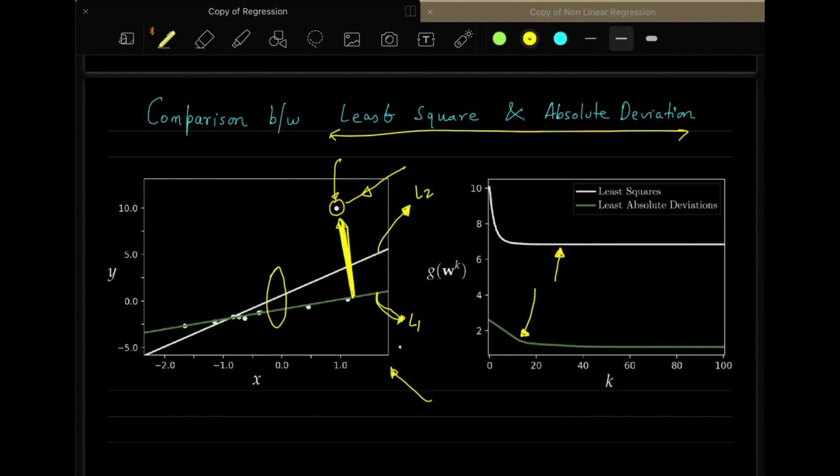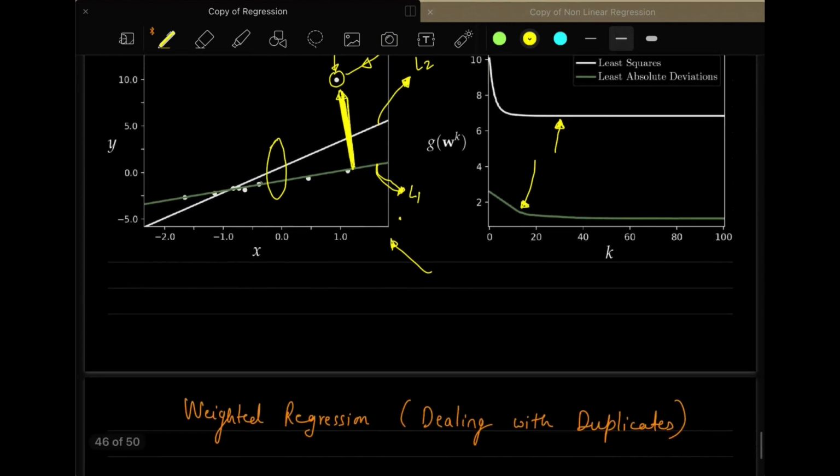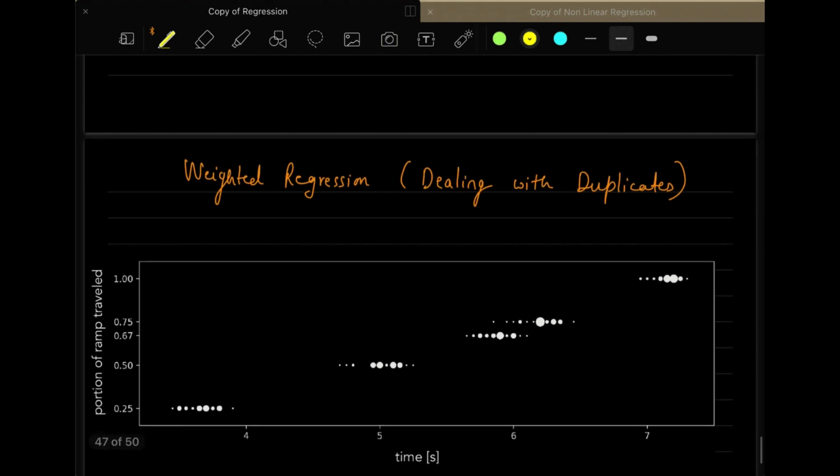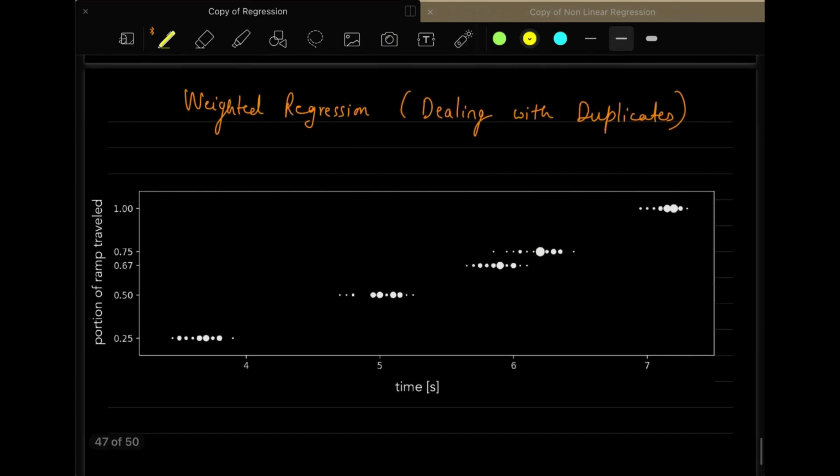Any other question? Okay. If there are none, then let's discuss one more type of regression, which we call weighted regression. Sometimes we also call it dealing with duplicates.